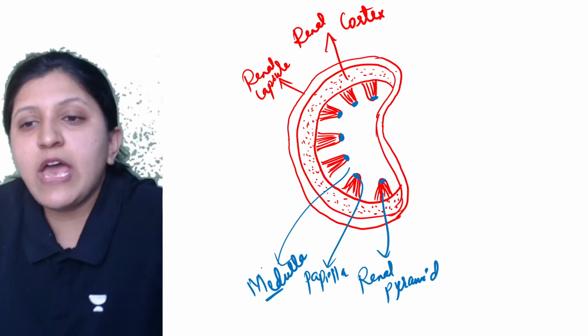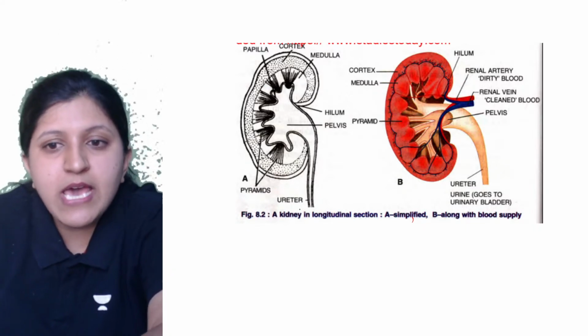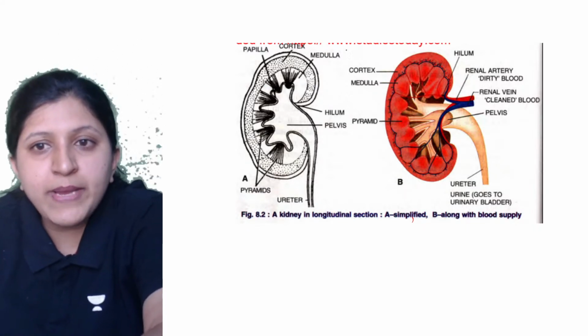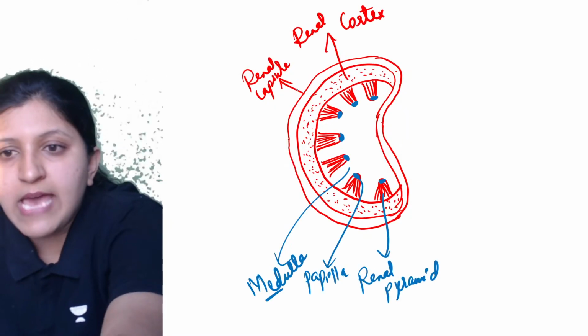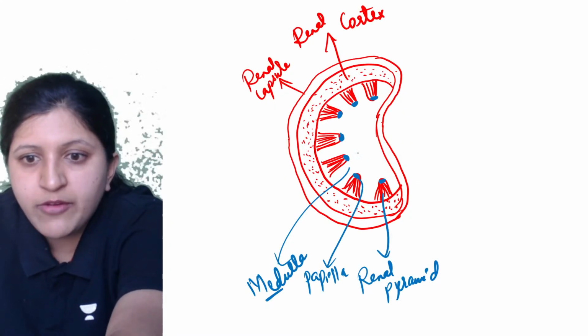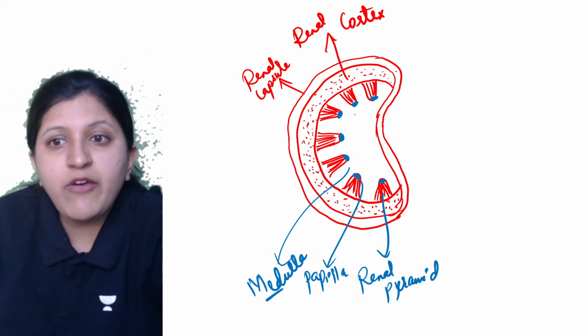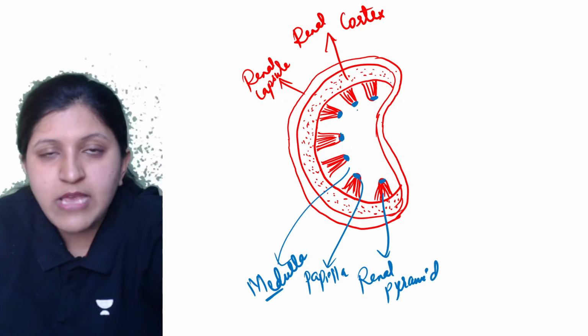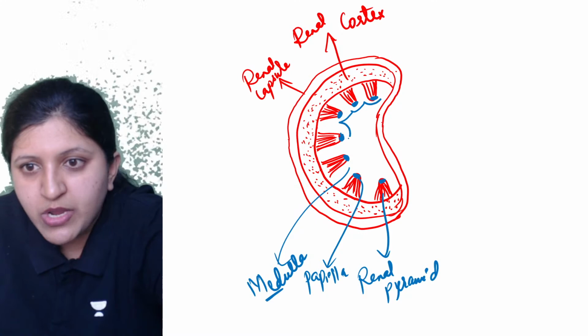Now once this is done, you can see pyramids are drawn, then medulla is drawn, cortex is drawn, and the papilla is the apex of this one. This blue color one that I have drawn is exactly the papilla. Now, how you can show the ureter, let's see this structure.